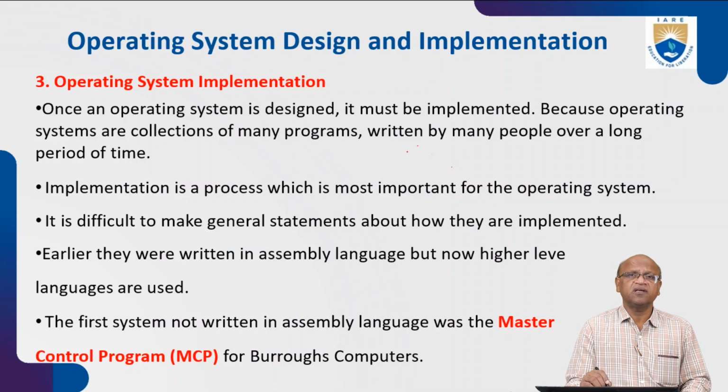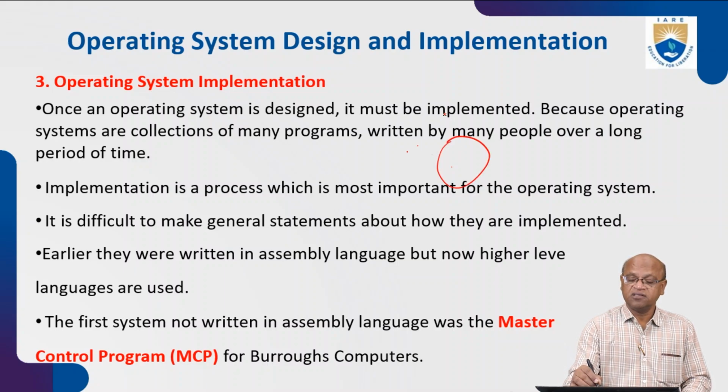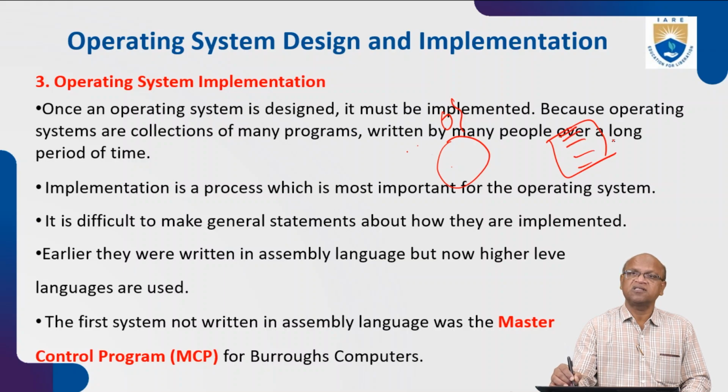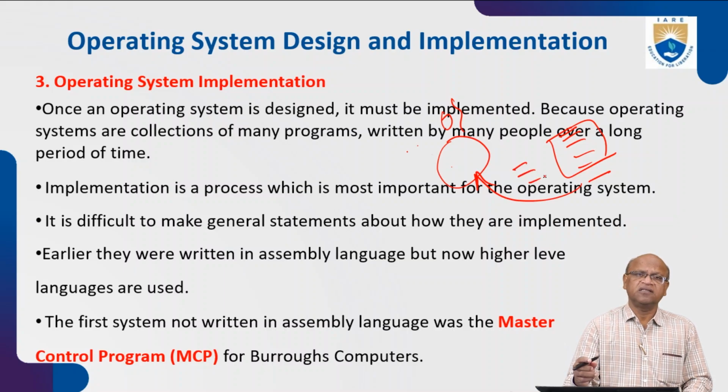It is difficult to make general statements about how they are implemented. So earlier they were written in assembly language, but now higher level languages are used. So as I told, this is our package of OS, and the developer writes the program in C or C++ or Java. After compilation, this compiled program is added by using steps. Earlier they used to write this operating system in assembly language, zeros and ones. The compilation is nothing but zeros and ones.